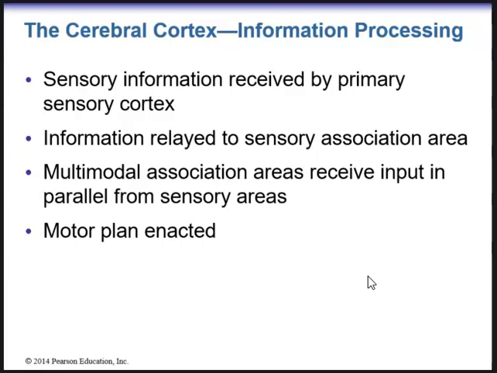So sensory information is received by the primary sensory cortex. This is where we have our integration or information processing. The information is relayed to the sensory association area. We have multimodal association areas that receive input in parallel from sensory areas, and then we have a motor plan that is enacted.